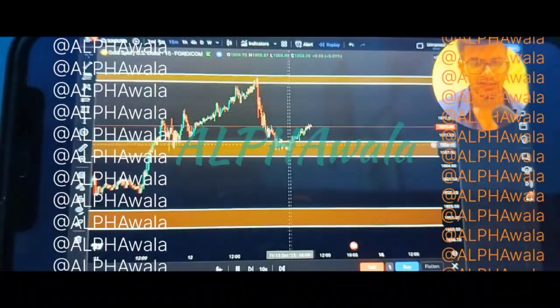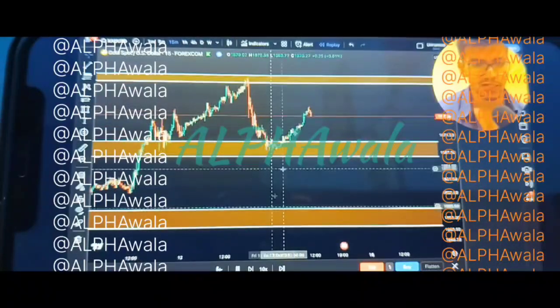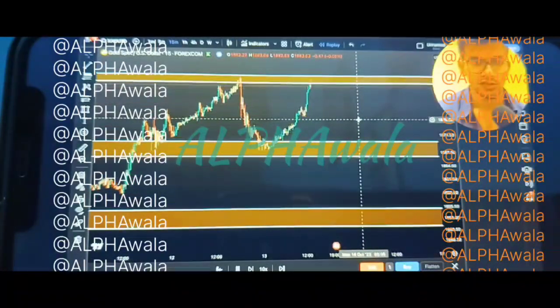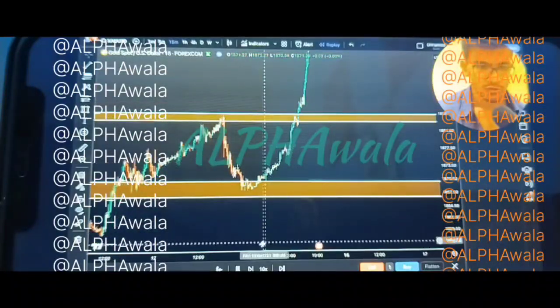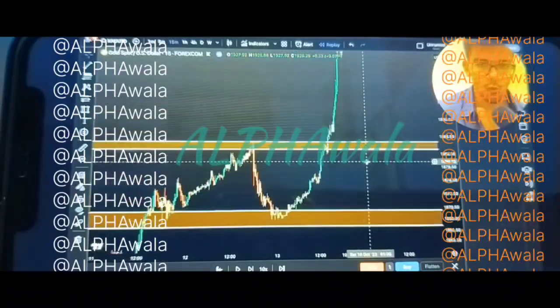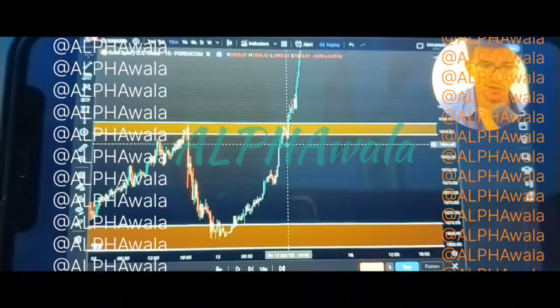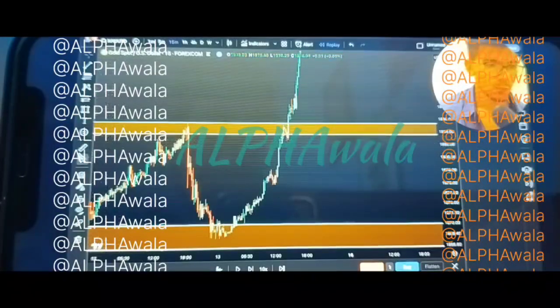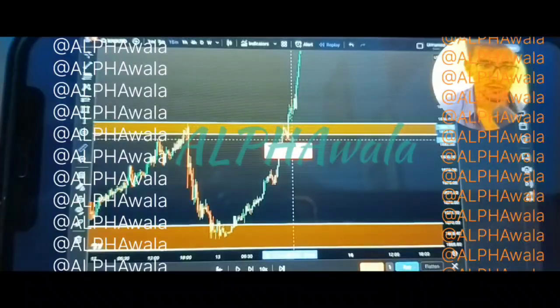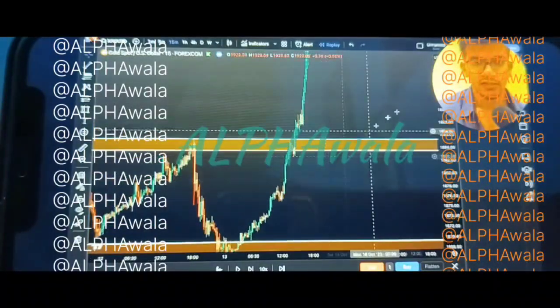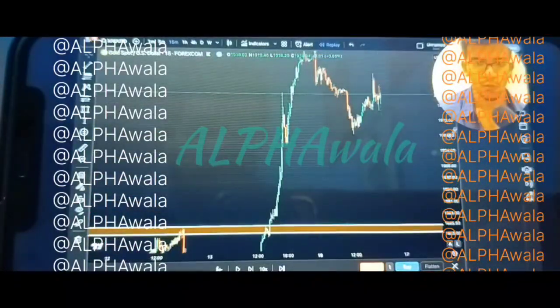So price is respecting this particular zone as a support region. Let's see if it respects this as a resistance. Okay, so the price went up, came down a little bit. Let's say, I think 20 pips or something, came down a little bit and then started going up non-stop, right?